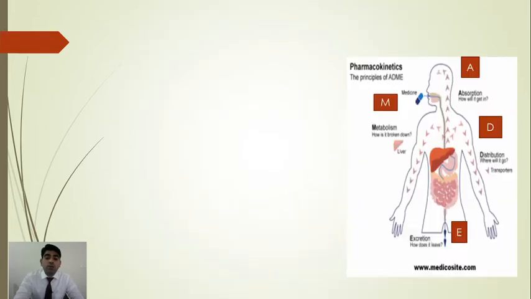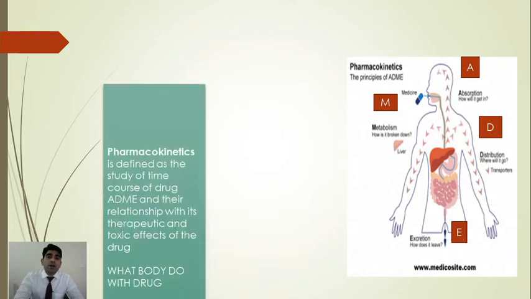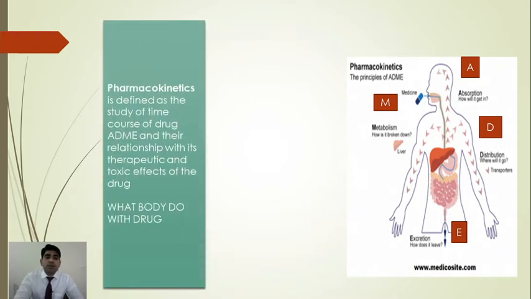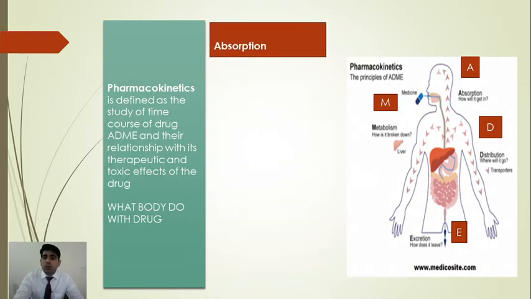So let's move to pharmacokinetics. As in the picture you can see, here we discuss pharmacokinetics. Pharmacokinetics is basically defined as the study of the time course of the drug, or you can say ADME of the drug inside the body. In simple words, we can say it is what the body does with the drug. So what does the body do with the drug?